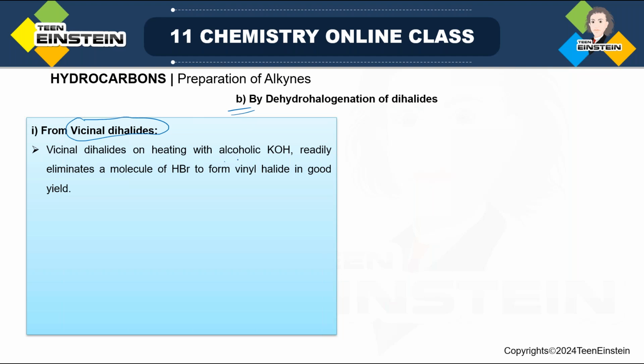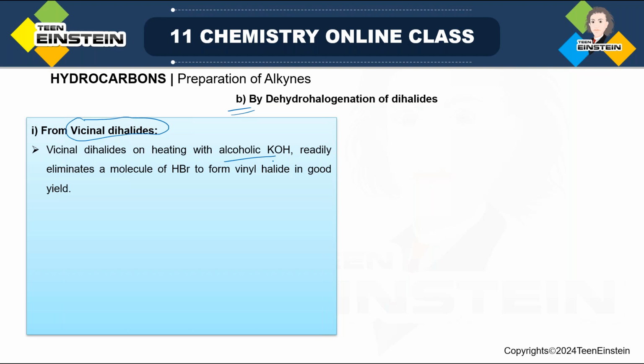So in this case, we are treating with alcoholic KOH. Remember, it is not aqueous KOH, it is alcoholic KOH, because if by mistake you write aqueous KOH, it will be a substitution reaction, but here it is an elimination reaction, removal of H and X. In the aqueous case, it would be replacement of halogen by OH, but that reaction we are not doing here. So it is alcoholic KOH.